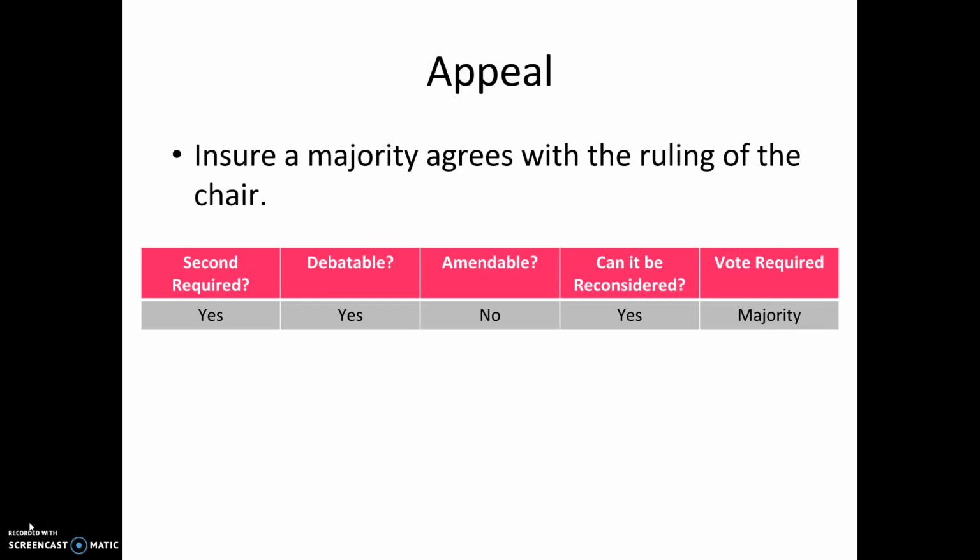So, appeal. This ensures a majority agrees with the ruling of the chair. An appeal can actually change the decision of the chair if enough people vote for it. It does require a second. It is debatable. It is not amendable. You either agree or you don't. You can't say, I agree with the chair, but only if he turns around 3 times. It doesn't quite work that way. It can be reconsidered. A simple majority vote is required.